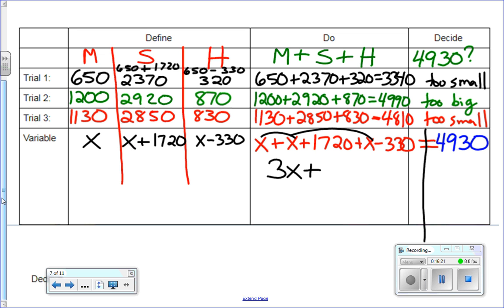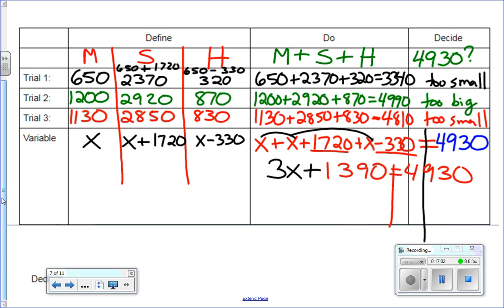Cece. So I can combine the x's. What other thing can I combine? Yep. So I can do 1,720 minus 330, which is what? So with your calculator, do 1,720 minus 330. And what do you get, Caitlin? 1,390. And that's going to equal 4,930. Okay. So now I go into my regular solving equation mode. So I want to get rid of this 1,390. How do I do that, Jake?